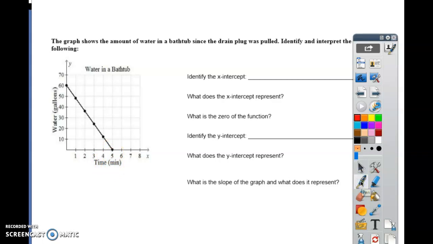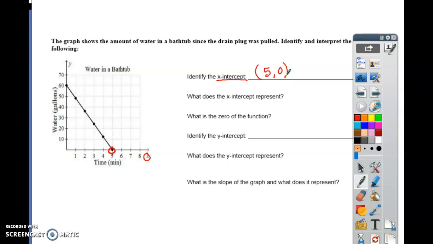So let's look. Identify the x-intercept. So where is the x-intercept? X-intercept. This is the x-intercept. Okay, so color it with a marker. Okay, color that with a marker. That's 5 what? 5 minutes. So identify the x-intercept. The x-intercept is at 5, 0.